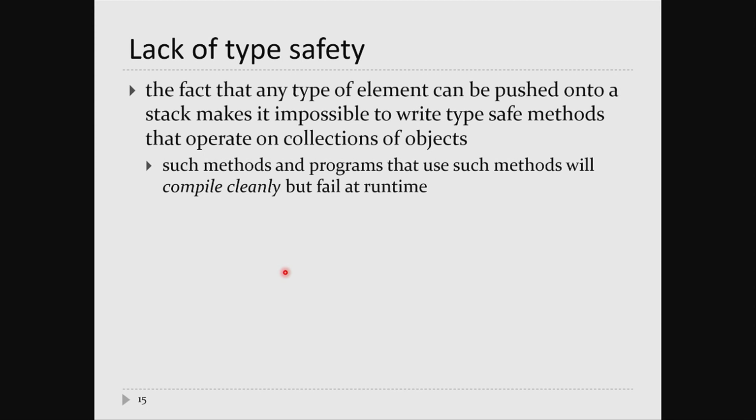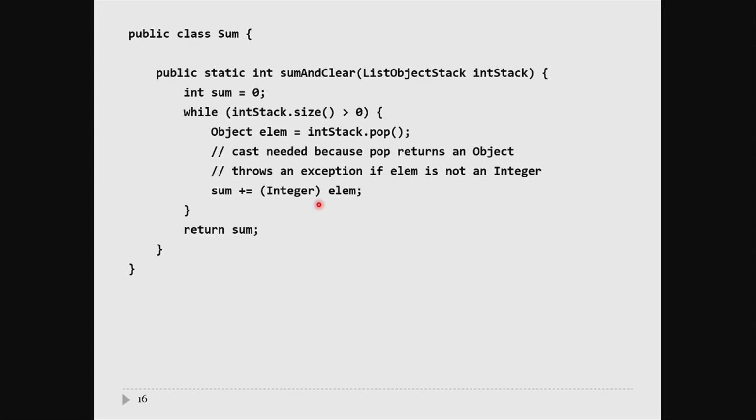Now the fact that any type of element can be pushed onto a stack makes it impossible to write type-safe methods that operate on collections of objects. It's impossible to write a method that takes in a stack and does something particular with that stack. These methods and programs that use such methods compile cleanly. I can try to write a method that takes in a stack of integer and does something with those elements, and the compiler will compile it. It doesn't matter how you use that stack, the compiler will compile it. The problem is it doesn't fail until you run the program, and that really sucks. You'd like to catch errors at compile time rather than at runtime.